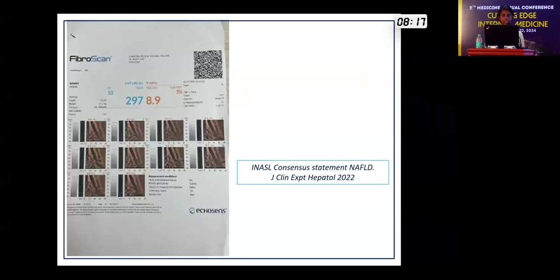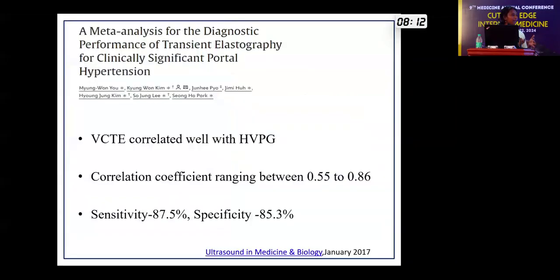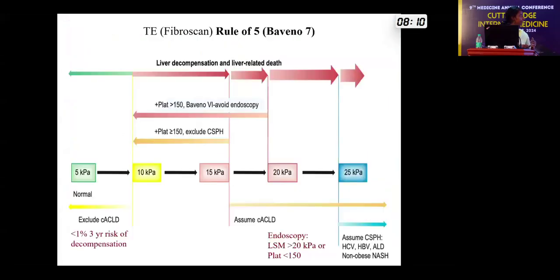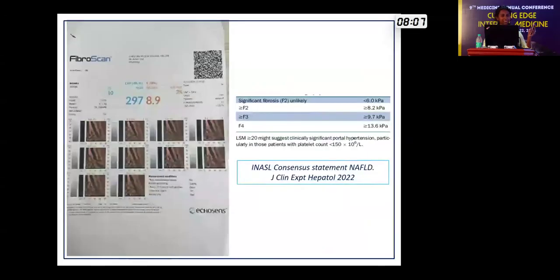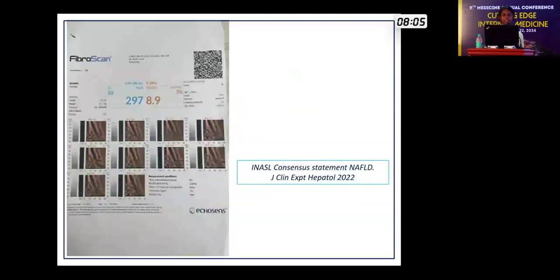Now, I would just like a few seconds to tell you how to interpret this report. How do I operate this? Doesn't work? Okay. So this is just to show you, if you can see the number in the red, this is known as the E value or the elastography. So E value is in kilopascals. E value tells you the liver stiffness measurement. On to the left is the CAP or the controlled attenuated parameter, which tells you the level of steatosis of the liver. So the two things that we have to look at is the E value and the CAP value.